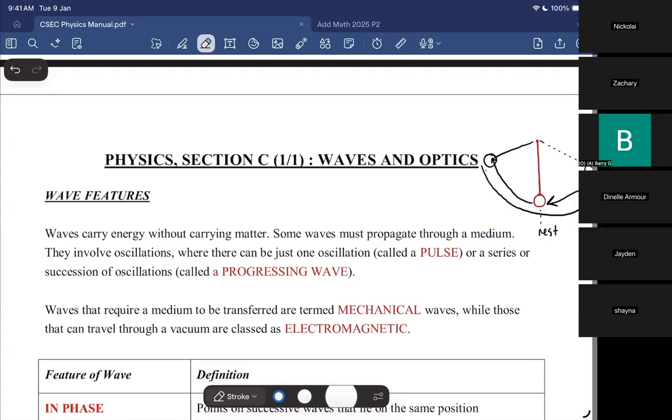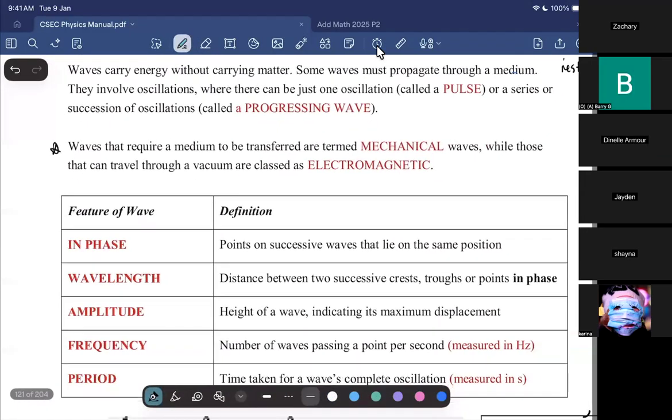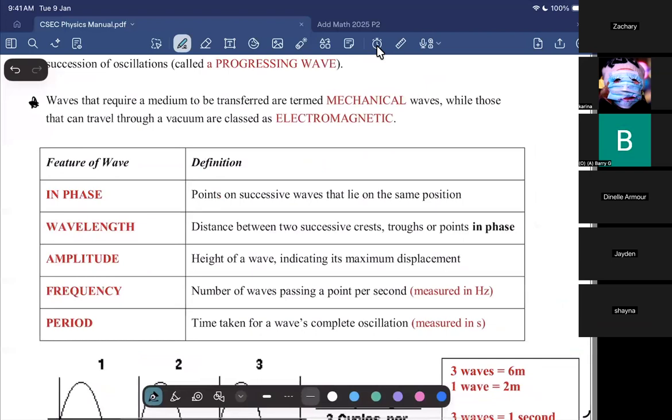When you hear mechanical, you think of movement. So do you think a light wave is a mechanical wave? No, because the light wave doesn't cause any movement. Right. So I hope everybody understands that. There are two types of waves you need to be familiar with: mechanical waves and electromagnetic waves. You can copy this down: mechanical and electromagnetic.